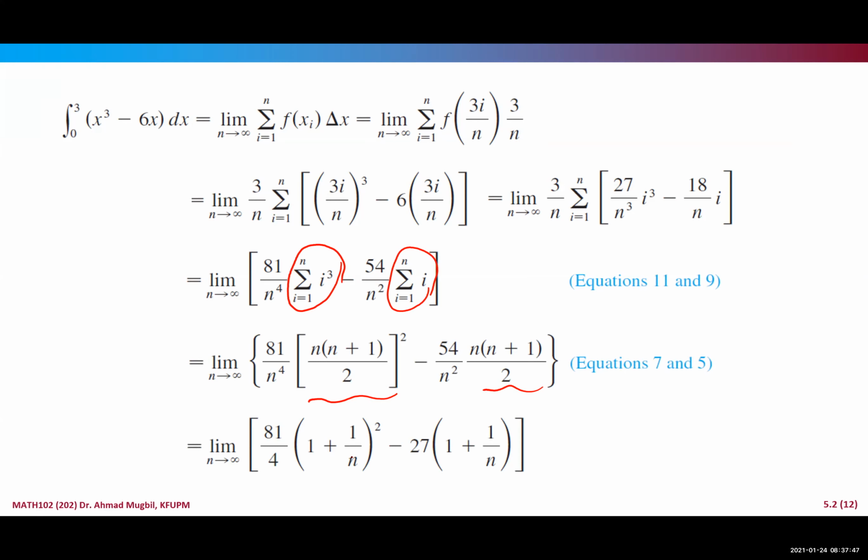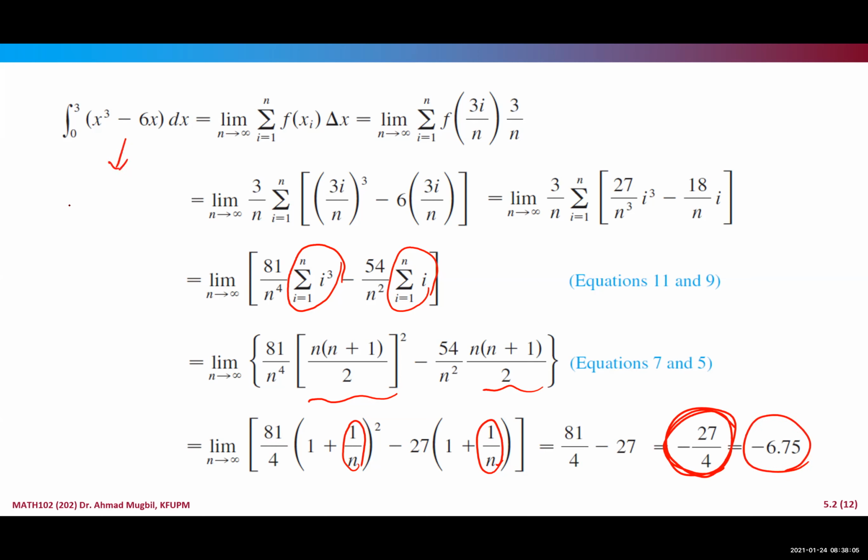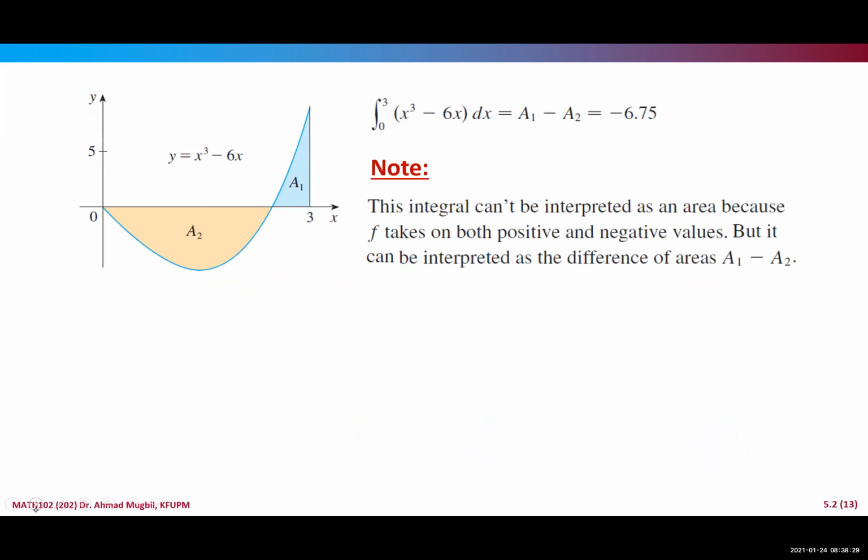Similarly there. Now when n goes to infinity, this will be 0, this will be 0, and you will have 81 over 4 minus 27, which is negative 27 over 4. Look, the definite integral can be negative. Now, this is the same, Shabab, if you did it by integral. We will do that after studying the fundamental theorem of calculus. We will see later that this is just x to the power 4 over 4 minus 6x squared over 2 from 0 to 3. But of course, in these sections, we need to do it using the Riemann sum, because you will have questions about that in the first exam.